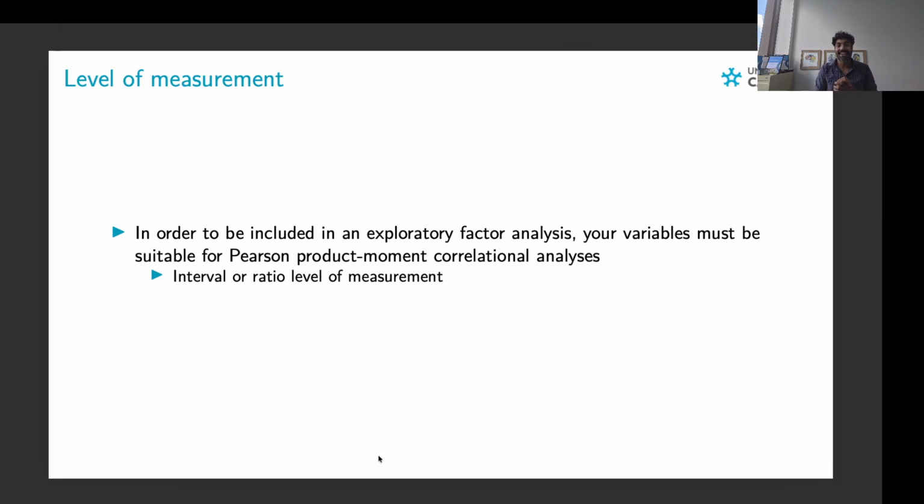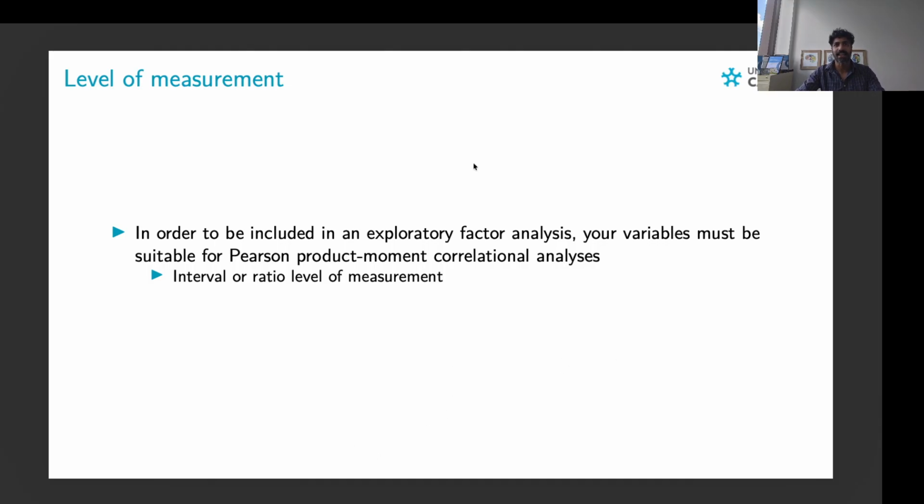Level of measurement, you're well accustomed to this by now. In order to be included in exploratory factor analysis, your variable must be suitable for Pearson product moment correlational analysis. So what does this mean? Your measures need to be interval or ratio level of measurement. So all your items need to be at the interval or ratio level of measurement when you're analyzing it.